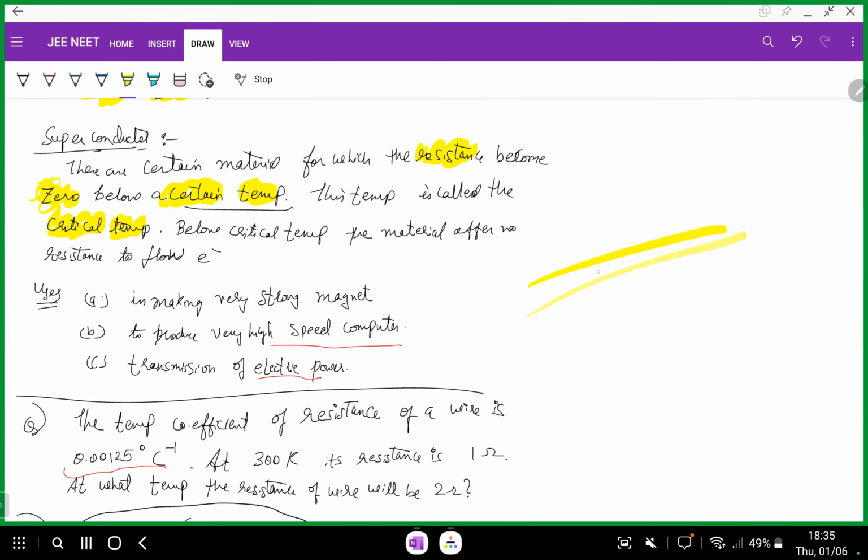So if there is a material, obviously there will be some disturbance, so the flow of electrons is not that easy. In a superconductor, the resistance becomes zero below a certain temperature.